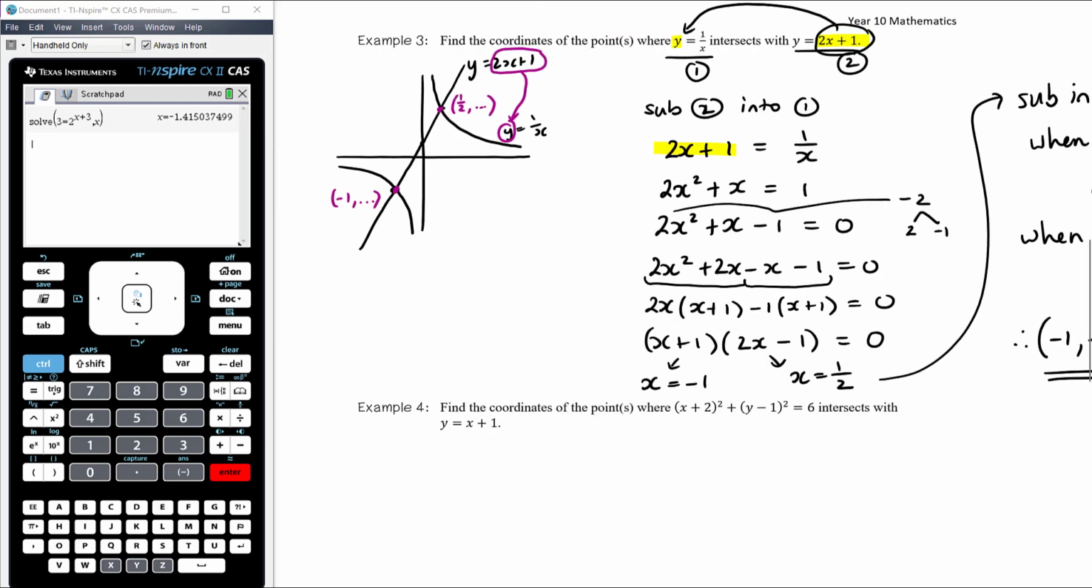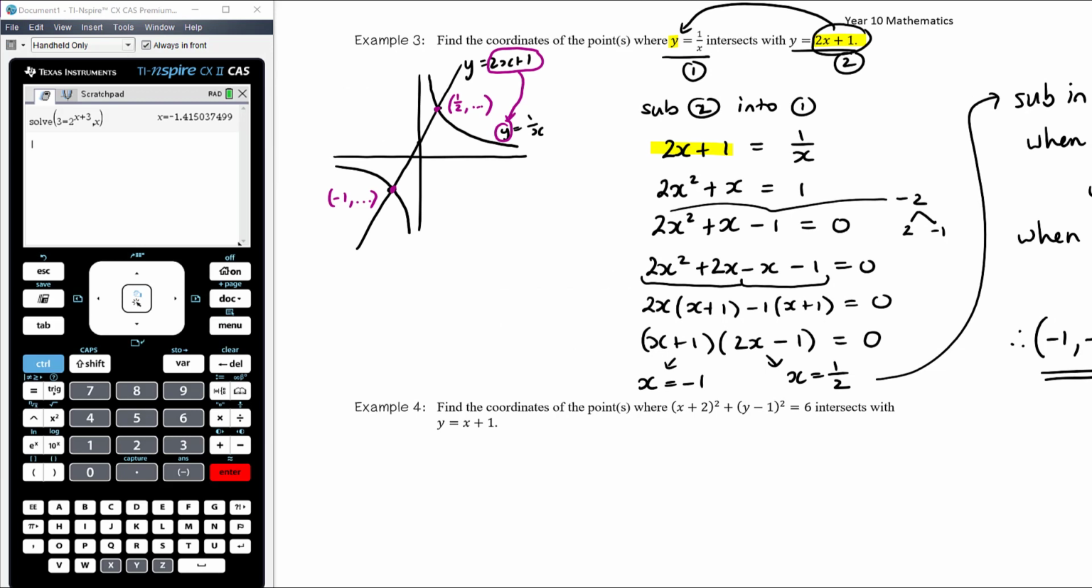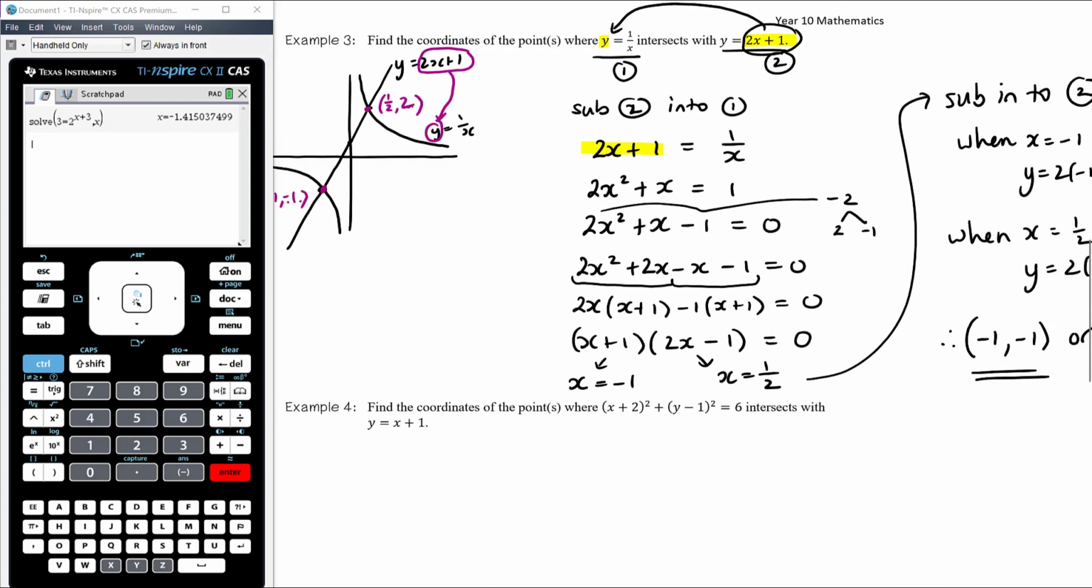Okay, so again, having a quick look at our graph over here, we've found that it's negative 1, negative 1, and 1/2, 2. So obviously I haven't drawn a beautifully to scale graph, but we've got a bit of a sense of what's happening there. And our answer certainly makes sense given the diagram we drew.